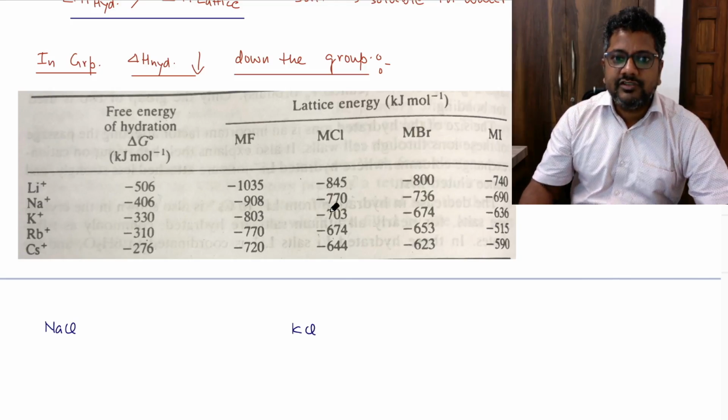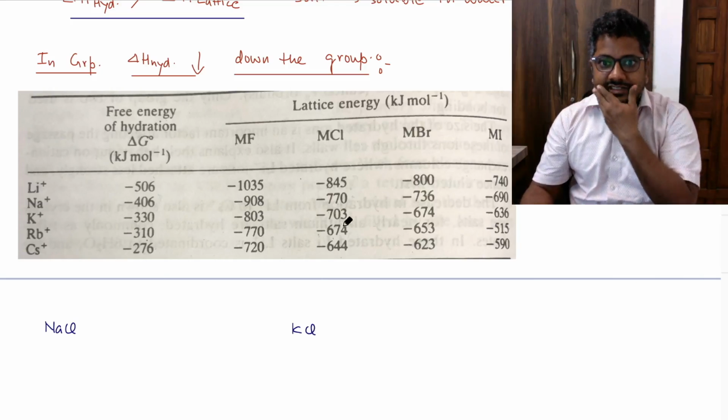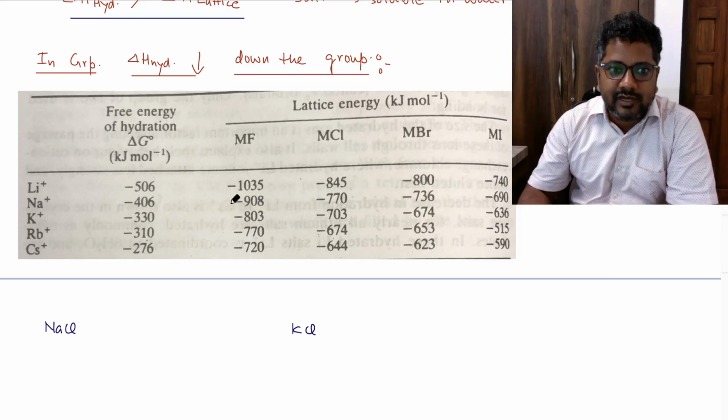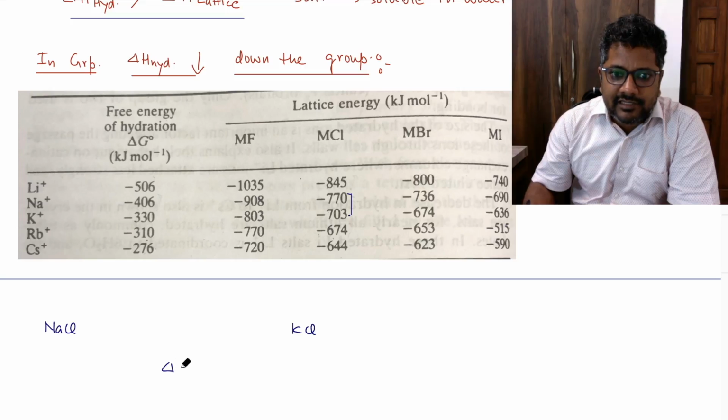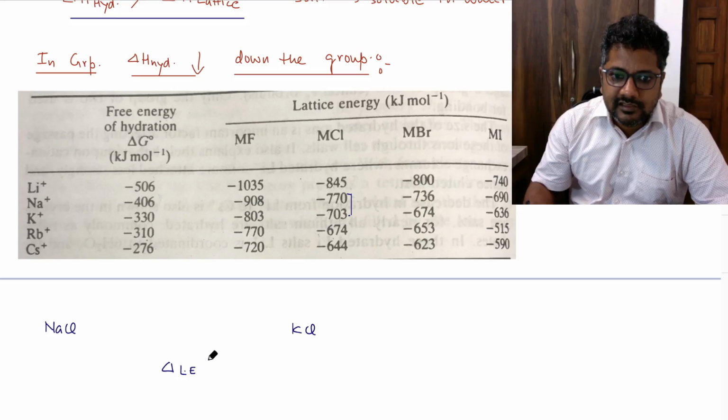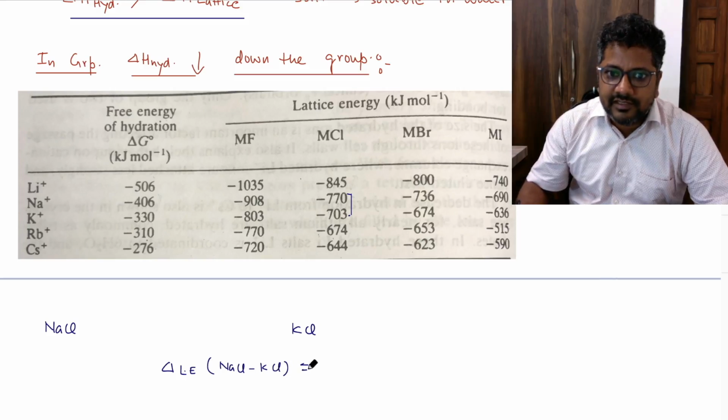On the basis of the data, which one is more soluble? So see, what is this lattice energy difference when you move from NaCl to KCl? Now see the difference. So delta of lattice energy, when you are moving from NaCl to KCl, the difference is 770 minus 703.